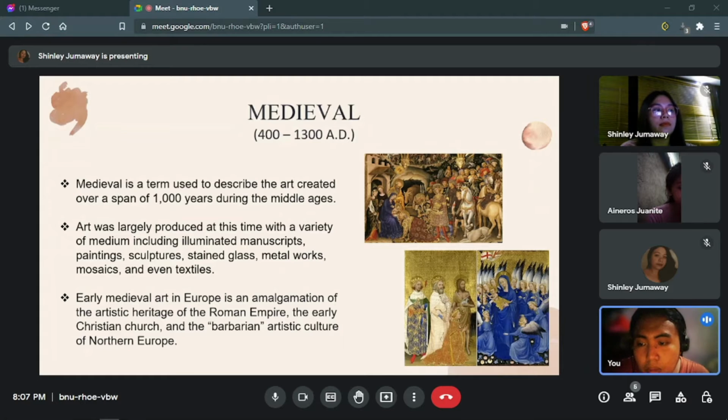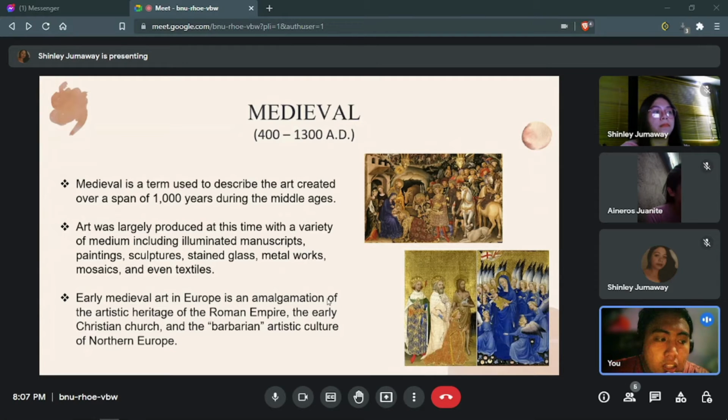And also, early medieval art in Europe is an amalgamation of the artistic heritage of the Roman Empire, the early Christian church, and the barbaric artistic culture of Northern Europe. During this time, most common people were illiterate. So, artwork took the place of words in books and windows and cathedrals.